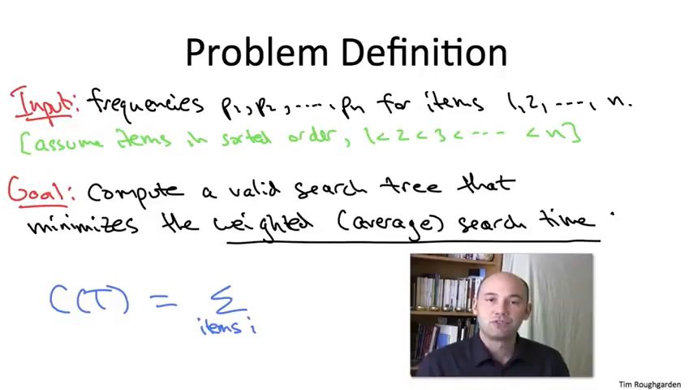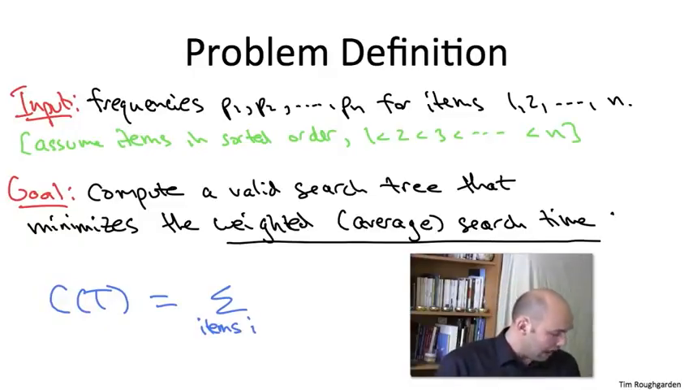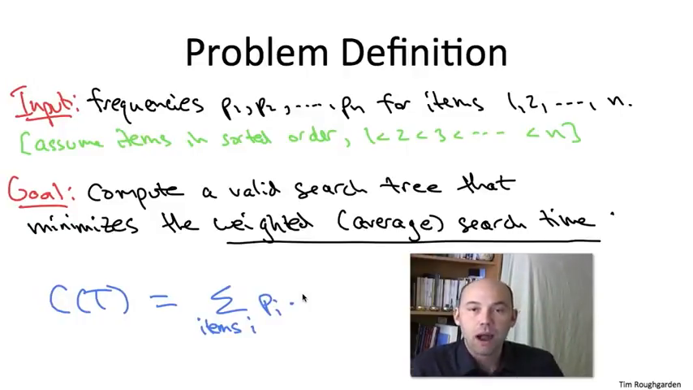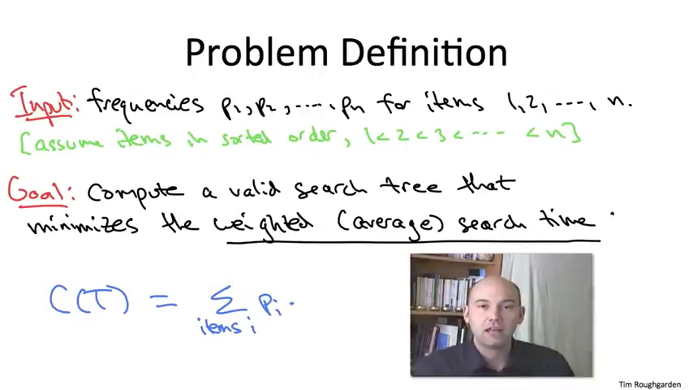But if there's only successful searches, then we average only over the n elements that are stored in the tree. So we sum over each of the items i. We weight it by the probability or the frequency of its access p sub i, and then that gets multiplied by the search time required in the tree T to find the item i.